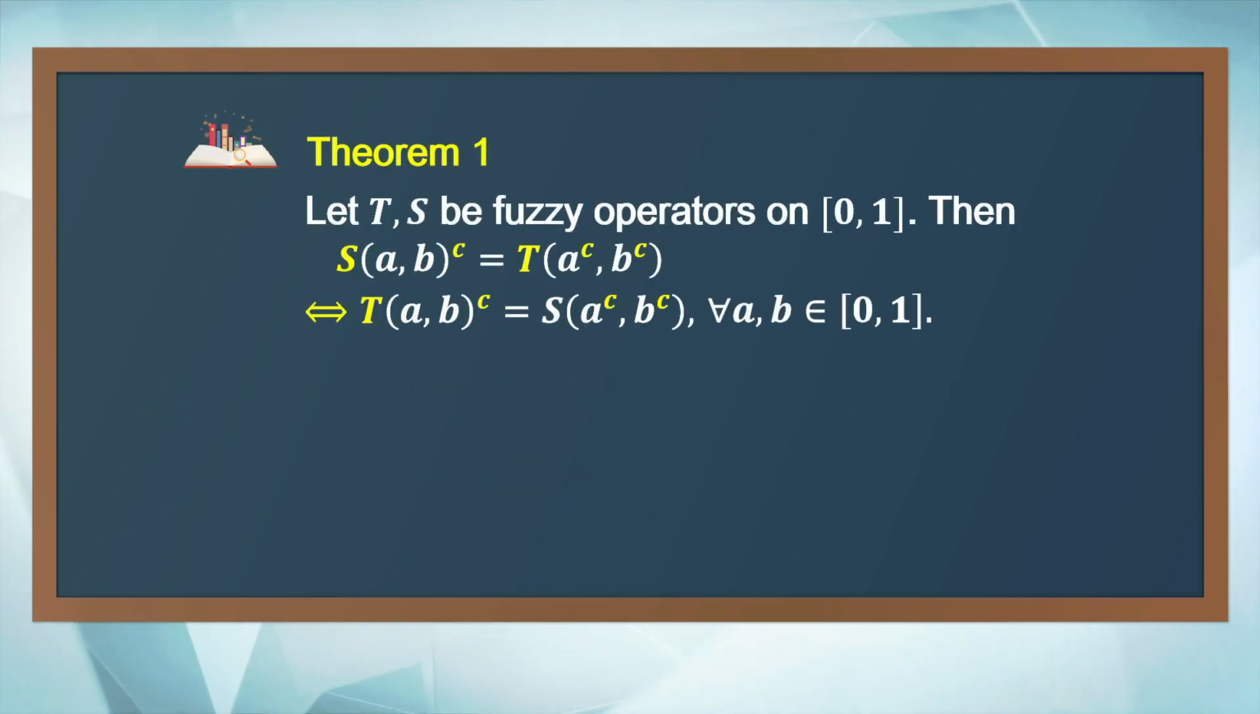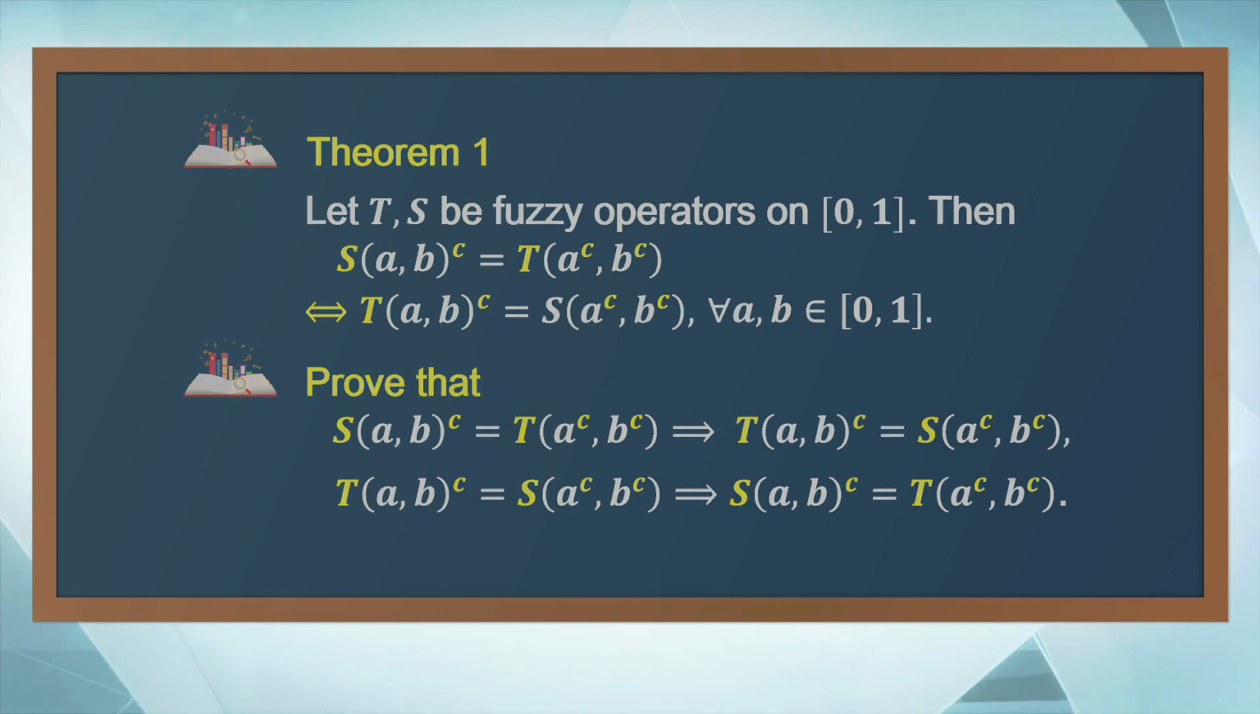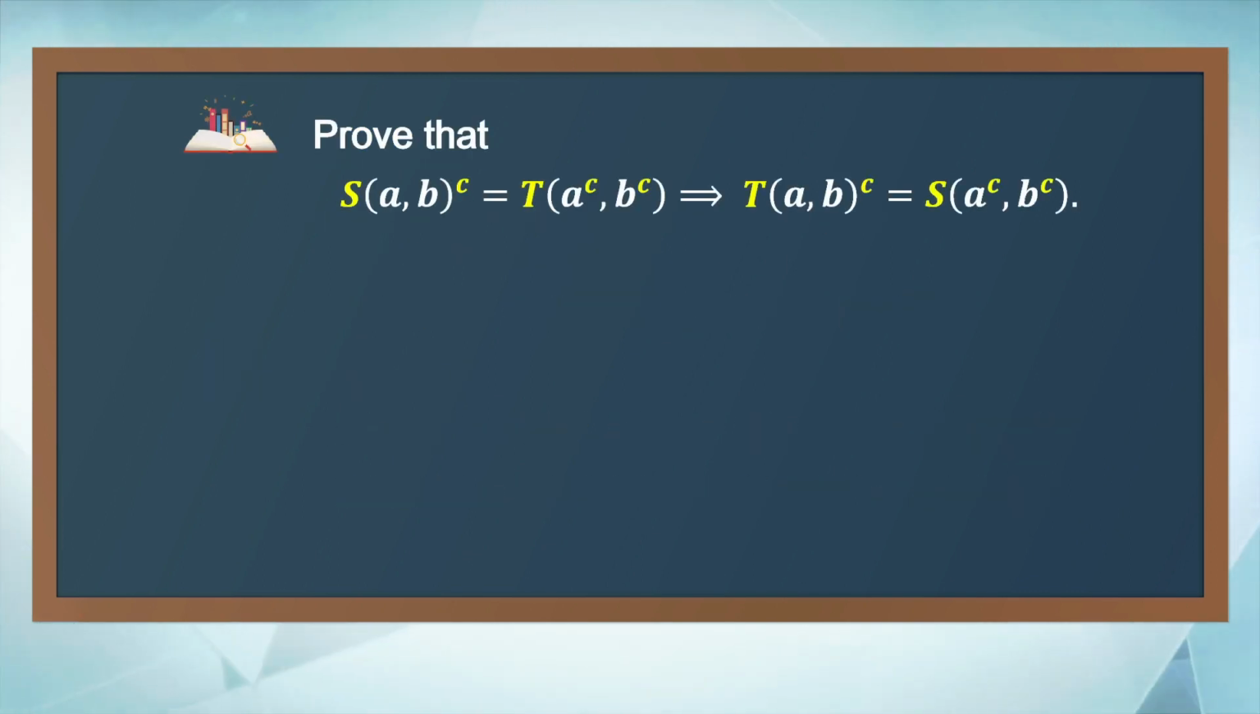Theorem 1. Let T and S be two fuzzy operators. Then the complement of S of A, B equals T of the complement of A and the complement of B, if and only if the complement of T of A, B equals S of the complement of A and the complement of B for all A, B in the closed interval from 0 to 1. We need to prove that the following statements are true. First, let's prove the first statement.